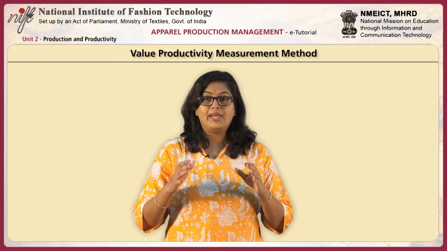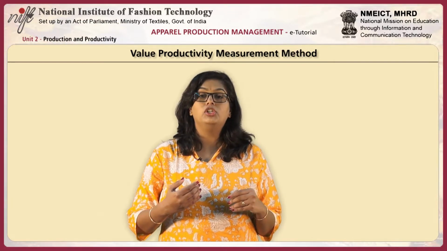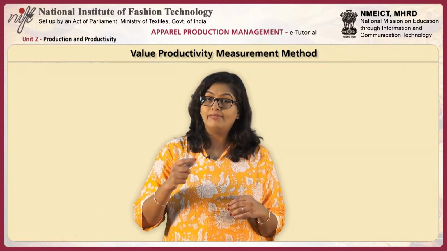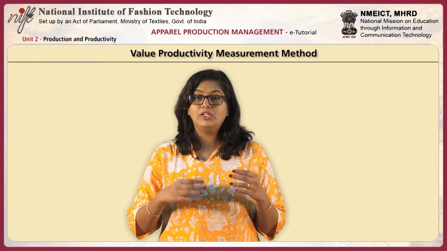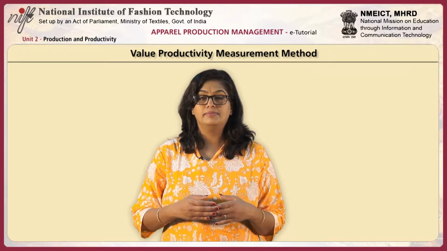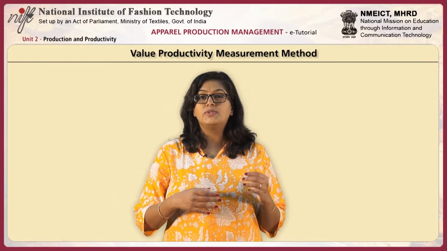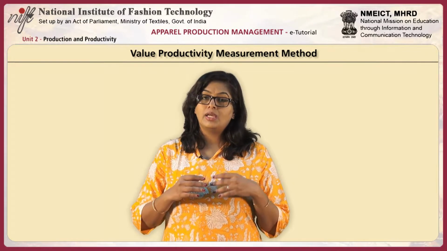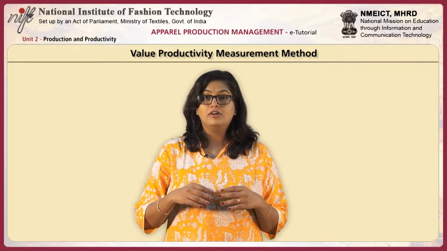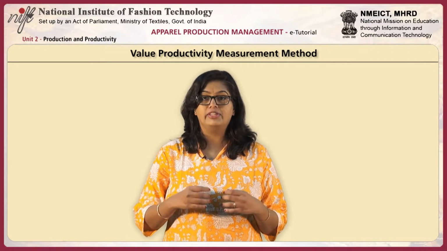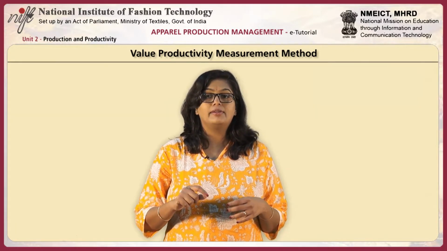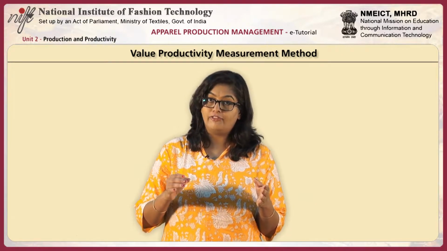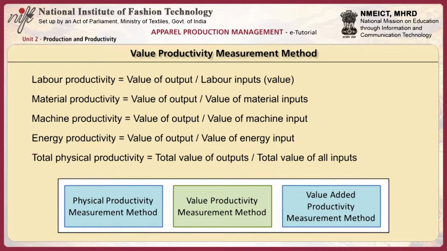The second option of calculating productivity would be based on value. The first one being volume, and this would be value. Value productivity measurement method. This method uses the value of outputs and inputs as data for calculating productivity. Value productivity can be measured in the following ways. Labor productivity, which is the value of output divided by labor inputs value.